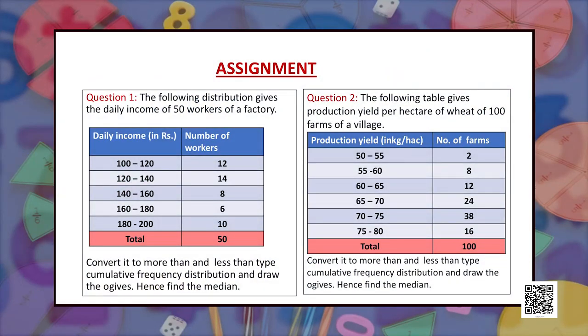Your assignment, I have given two questions. Question one is, the following distribution gives the daily income of 50 workers of a factory. You can see there is daily income and number of workers. Convert it to more than and less than type cumulative frequency distribution and draw the ogives. Hence, find the median. The second question is, the following table gives production yield per hectare of wheat of 100 farms of a village. Convert it to more than and less than type cumulative frequency distribution and draw the ogives, hence find the median.